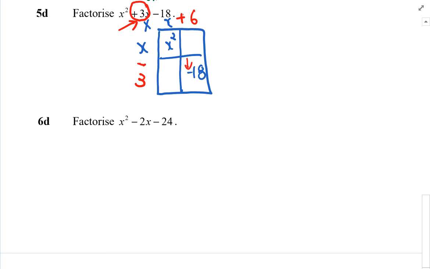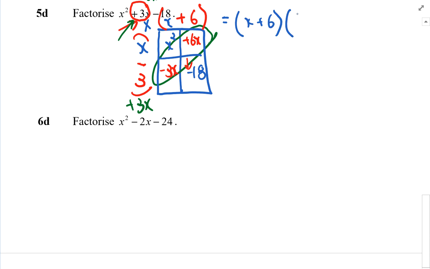So the bigger number should be positive. Since you have a positive bigger number, the end result will be a positive value. Okay, let's fill in the blank now. Positive 6x, negative 3x. Sum up the diagonal. And this will give me a positive 3x, which is exactly what you want in the middle term. Alright, then let us write out our answer again. Please be very cautious. You must always write out your factorized term in brackets. There you go.